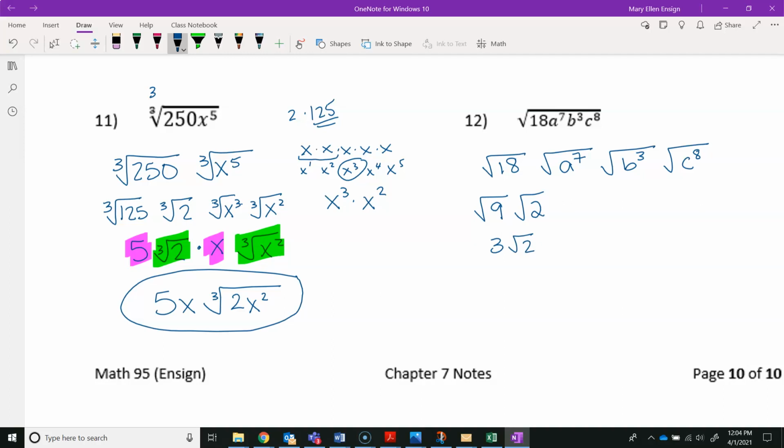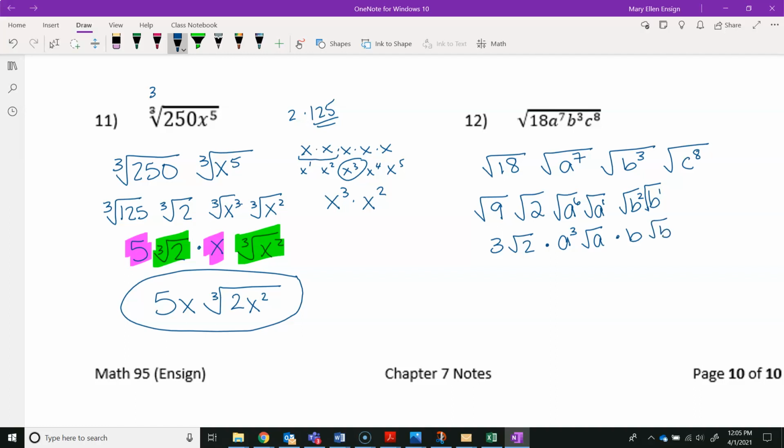Okay, let's look at a to the 7th. 7 is not divisible by 2, but if I just take 1 away, which is what's going to happen with square roots, right? I get a to the 6th times a to the 1st. The square root of a to the 6th is going to be a to the 3rd, and then I just have an a in my radical. B to the 3rd. Again, 3 is not divisible by 2, but 2 is. The square root of b squared is b, and I have a radical b.